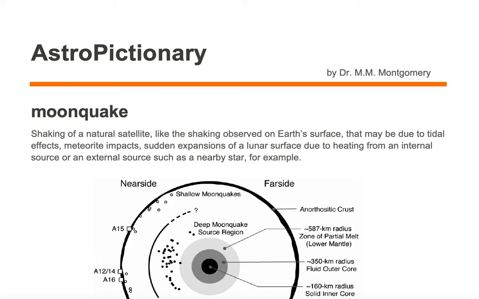Now, moonquakes are like quakes on Earth, which we call earthquakes, or they're like quakes on the sun, which we call sunquakes. They're the shaking of the surface of that celestial body. But the reasons why the sun quakes, the moon quakes, or the Earth quakes are different. Each natural object has its own reason for quaking.